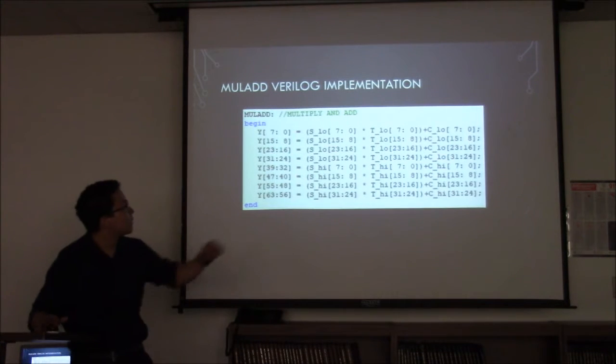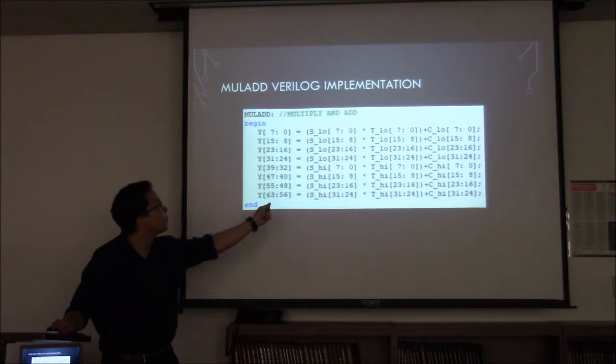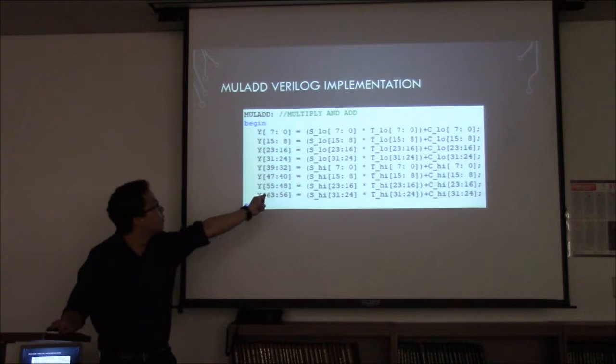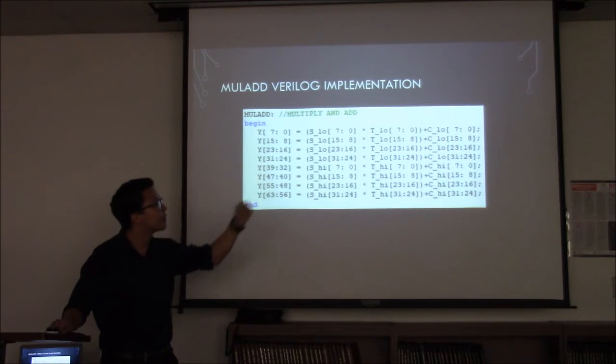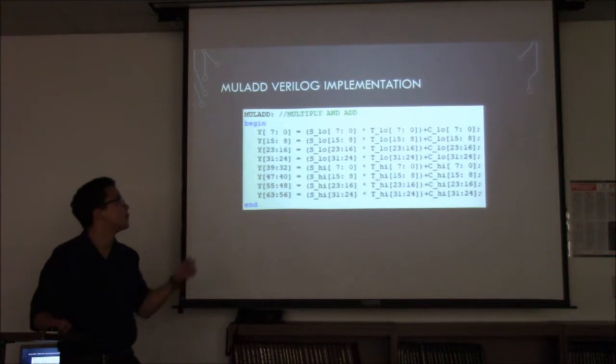So that's happening right here. The S low register, 8 bits, and the T low register, 8 bits, are multiplied together. The result is added to C low, and then you store that into Y.